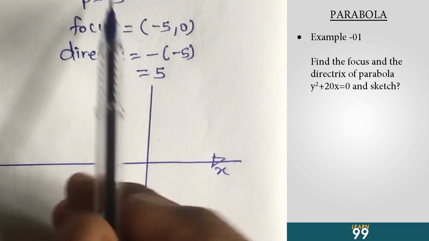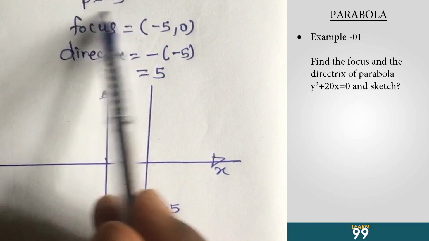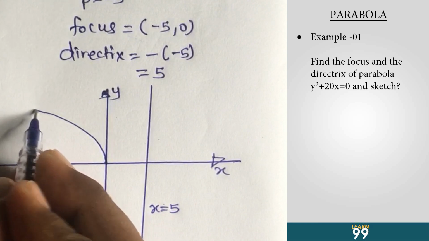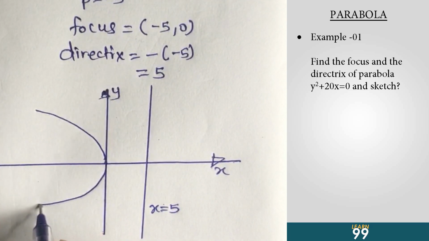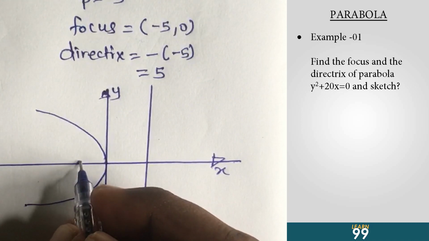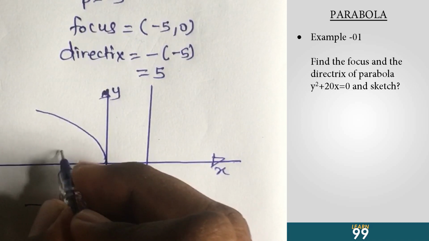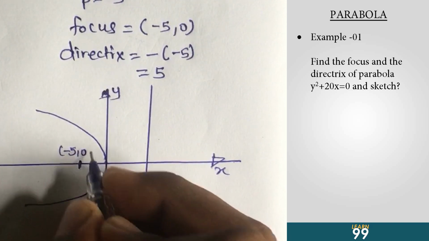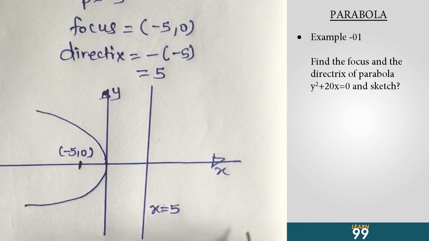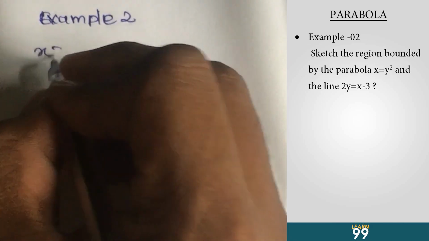Now we can draw our parabola. First we can draw the directrix, which is very easy, which is at x equals 5. Then our parabola should be on the left side. This is obvious. And also our focus is at (minus 5, 0). Yeah, this is our sketch. Let's go to example 2.